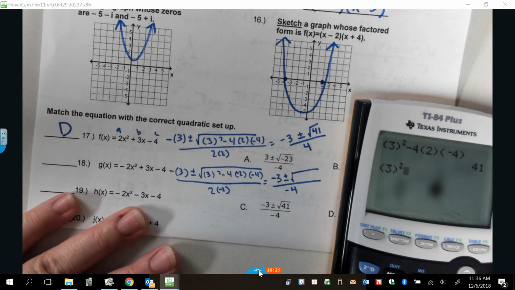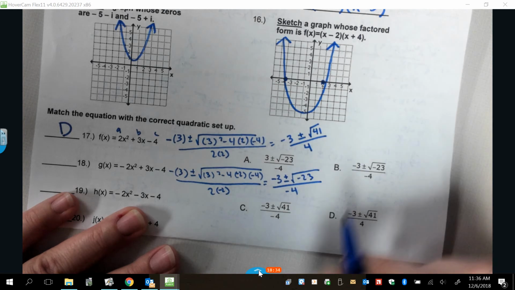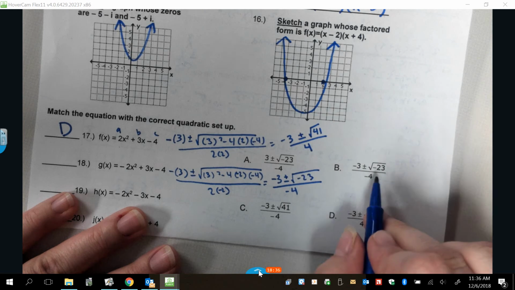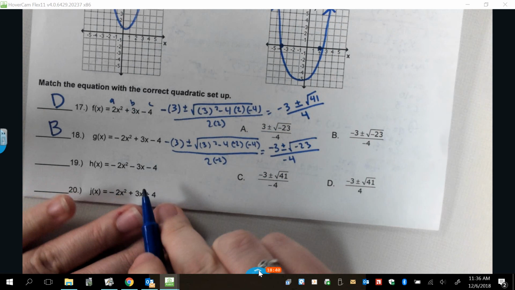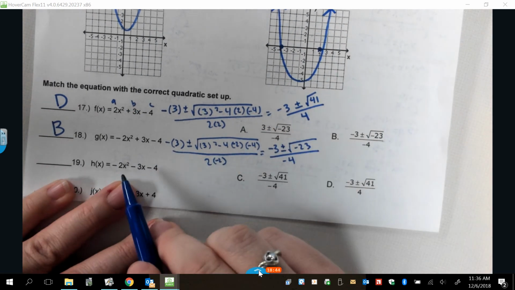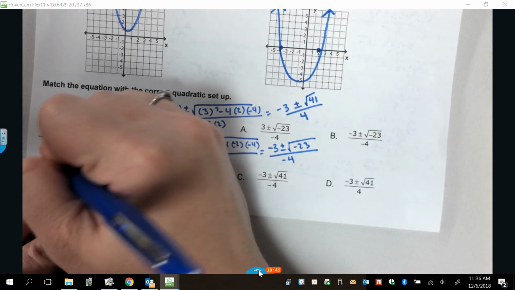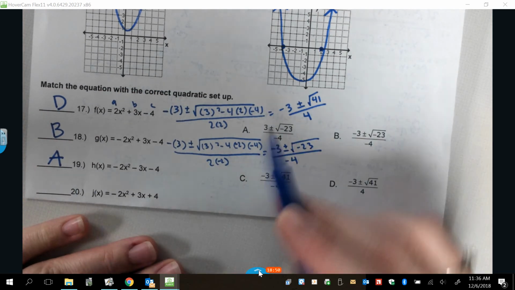3 squared minus 4 times -2 times -4, which gives me -23. So -3 plus or minus the square root of -23 over -4 is B. Now this one should be the simple one. It's the only one that has a minus for my B. Two negatives make a positive, so A has to be my answer, because remember the front is opposite. And therefore A, B, D are out, so I only have C left.